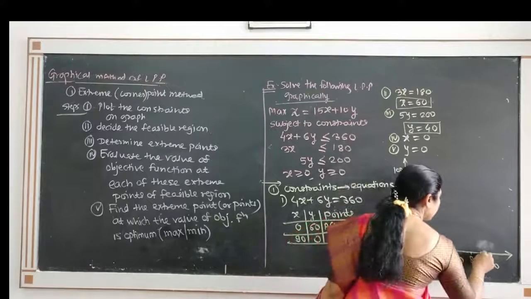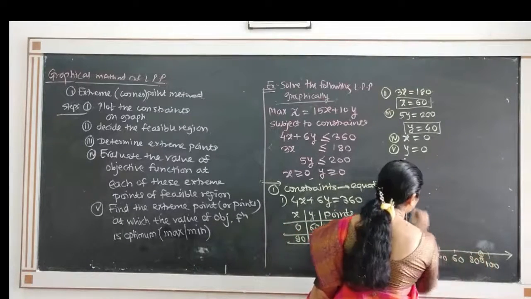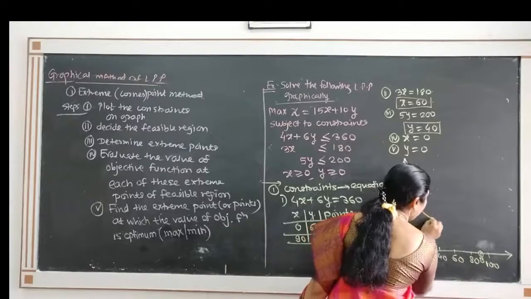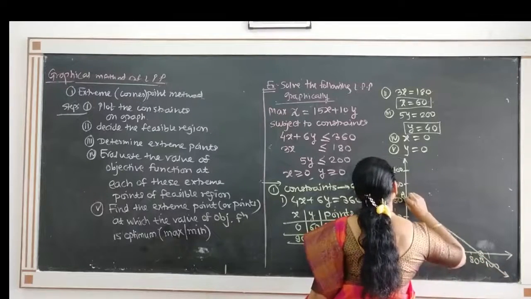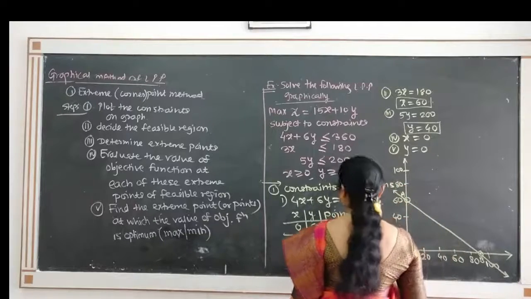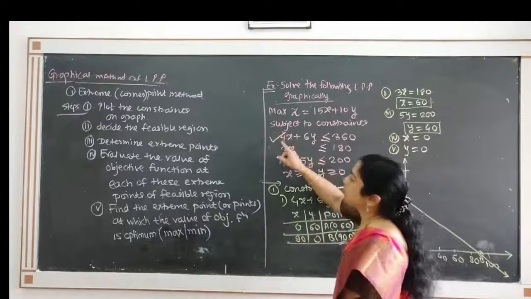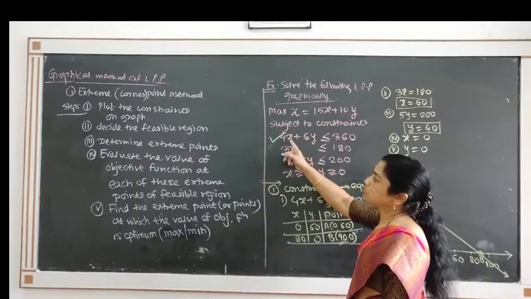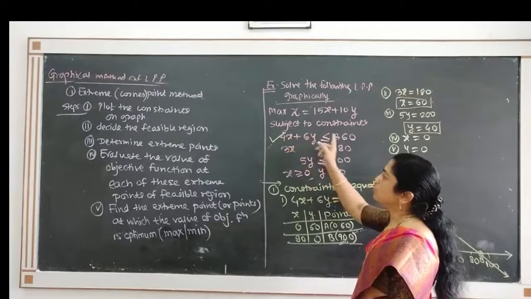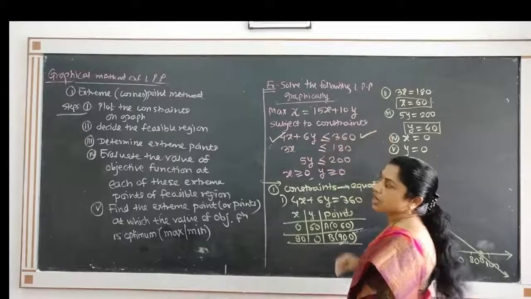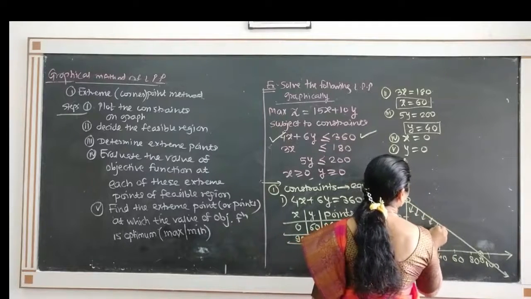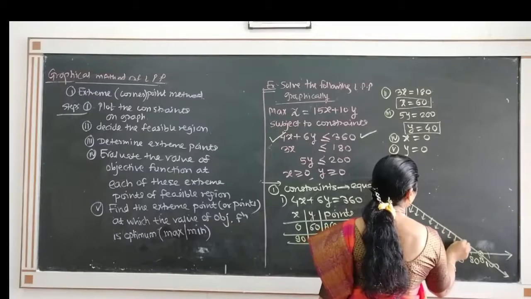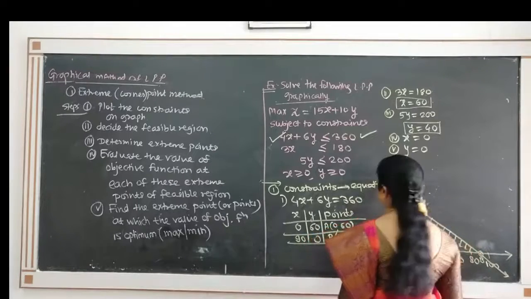See the first line. A point is 0, 60. B point is 90, 0. Draw the line. And once you draw the line, at the same time, you have to take which region is valid region. So put in the first constraint 0, 0, that is origin. 0 is less than or equal to 360, and therefore we want origin side. So we take this region, that is origin side region, because origin satisfies that.